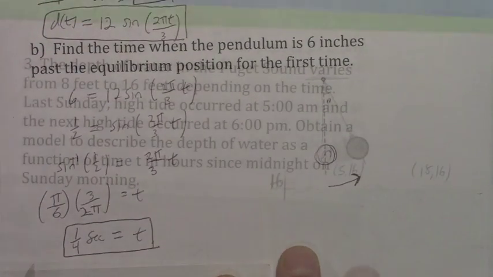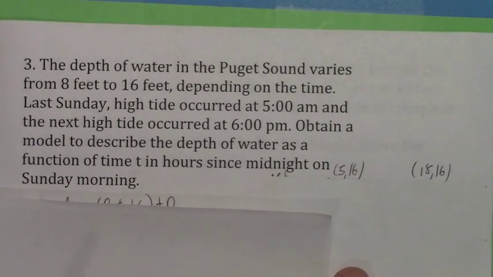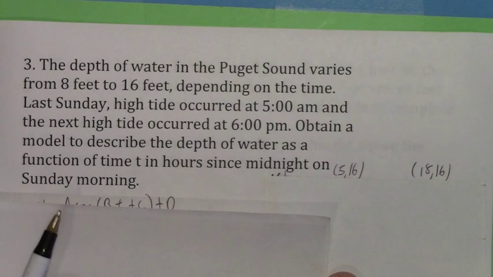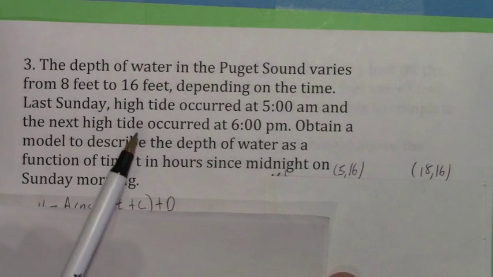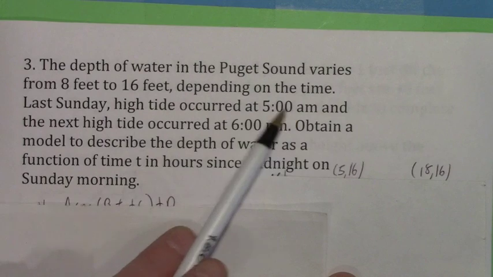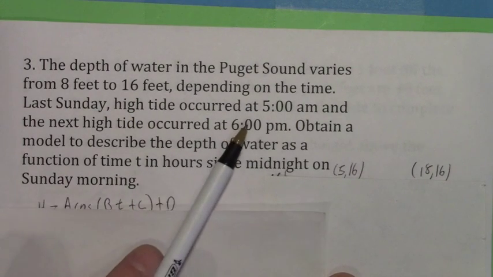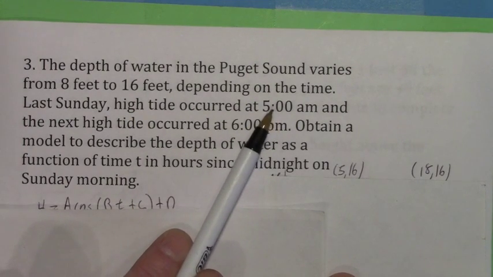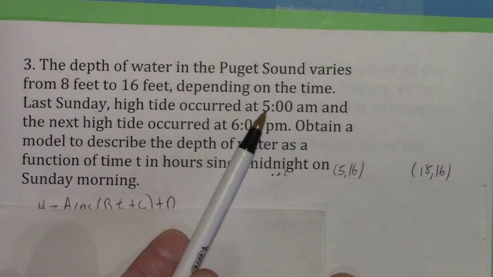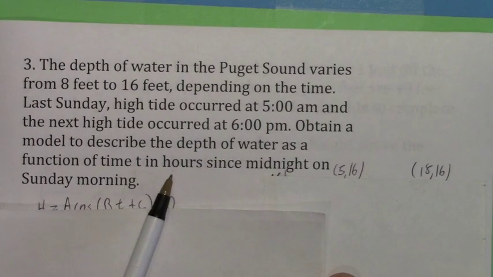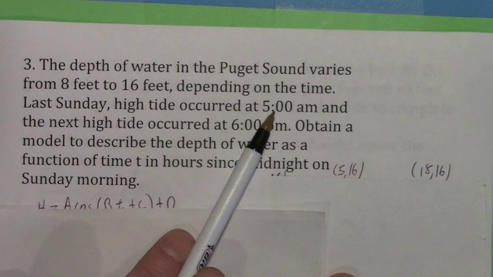That's it. Here's an example where the water level in Puget Sound varies. The height of the tide is from 8 to 16 feet, depending on the time. Now notice the high tide occurs at 5 a.m. Read that very carefully. That's telling you the extreme point, right? So that suggests perhaps a cosine here. T is the hours since midnight, so 5 a.m. would be the point (5, 16).